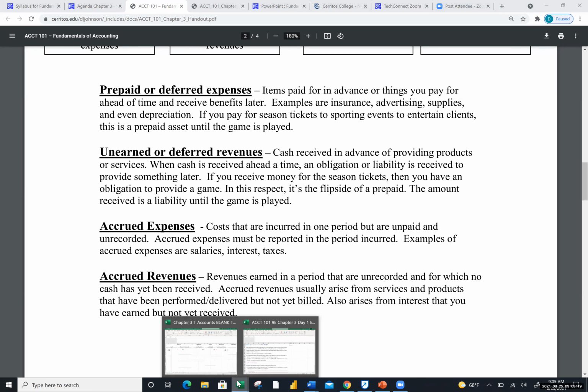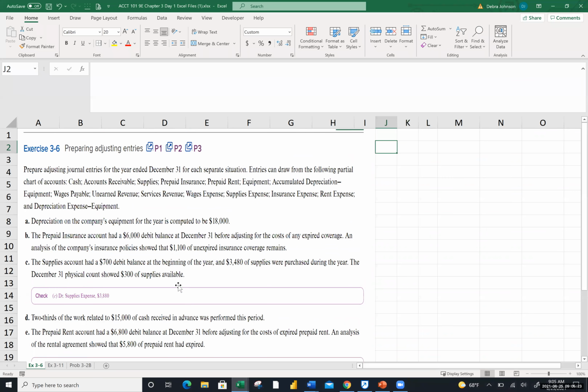Okay, let's go grab our Excel spreadsheet that you should have downloaded for today. We have 3 problems: 3-6, 3-11, and 3-2B. I'm going to go through one of the easier ones. That's this one. I think this one will mostly be a review. And then I'm going to jump in and go to that last one, which is going to challenge our brains. It's really going to make us think. And so that's going to be the challenge for us today. So questions before we go any further.